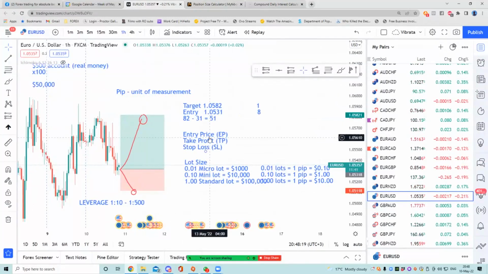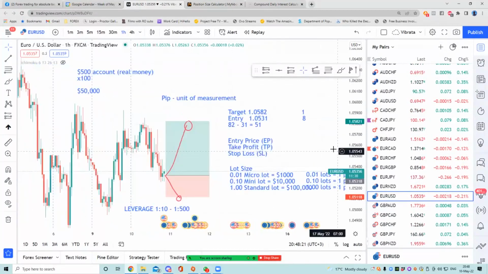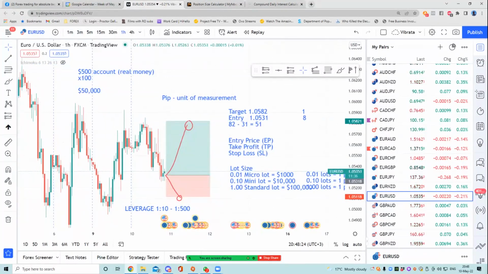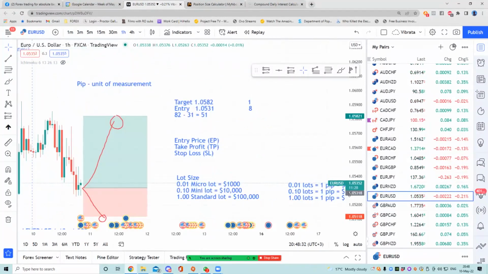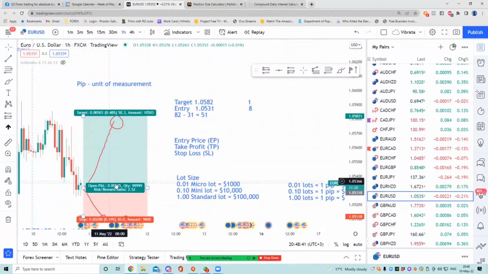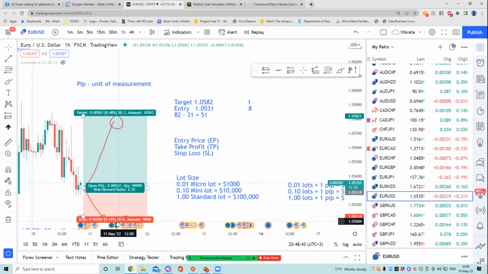We analyze the markets, we take a position, we plot it on Tradingview. Remember, Tradingview is free. We plot it on Tradingview. We take note of the entry price in gray, the stop loss in red, and the take profit in green. We move our mouse over the screen and we can see that that's a 20 pip stop loss.